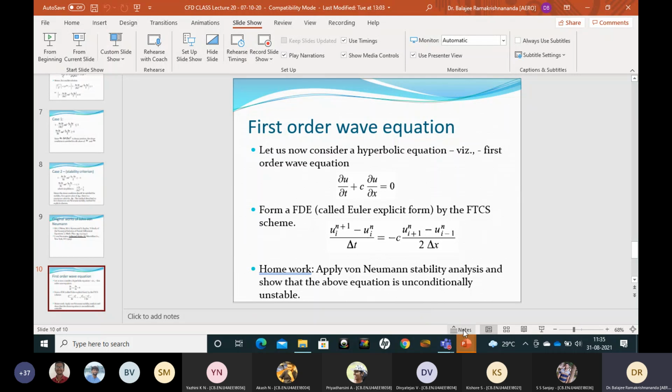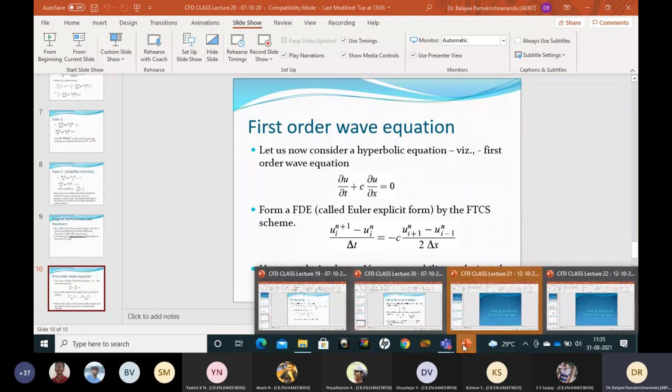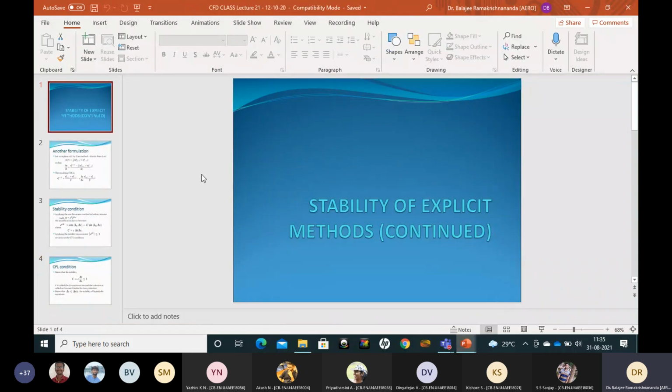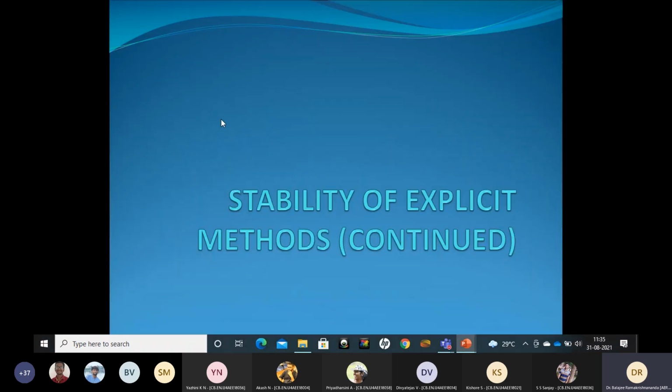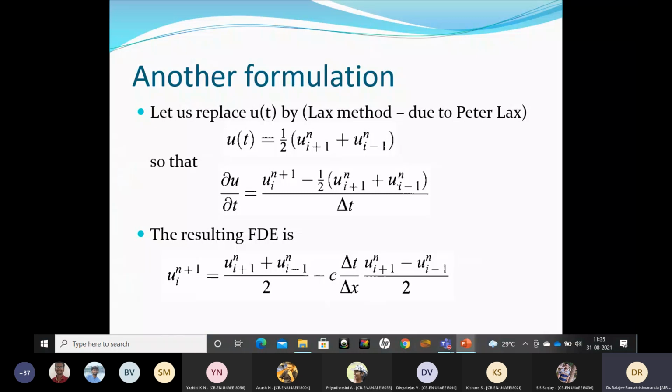So this is that homework for you. Let's go to 21. Stability of explicit methods. This is called the Lax method, because this is explained by a person called Peter Lax.